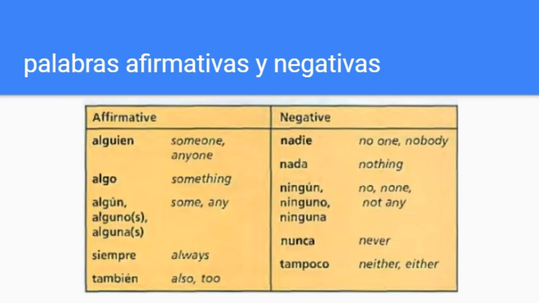I have something. Algún, alguno or algunos, alguna and algunas means some or any. Algunos libros is some books. Okay, and you use algún when it's followed by a masculine singular noun. Algún hombre is some man. Algún libro is some book or any book.